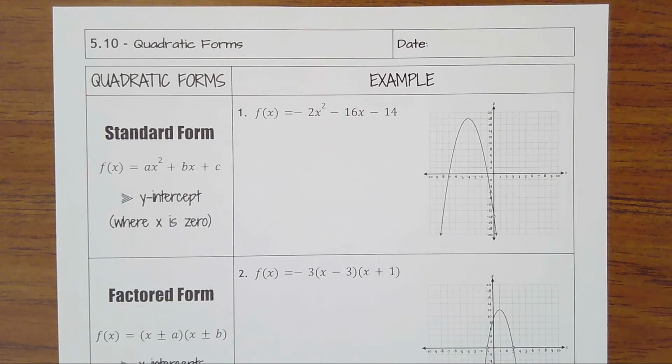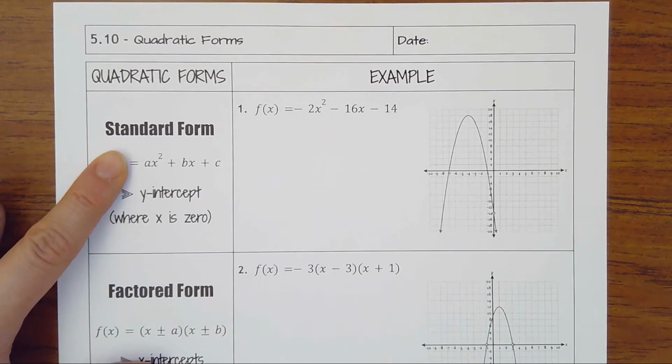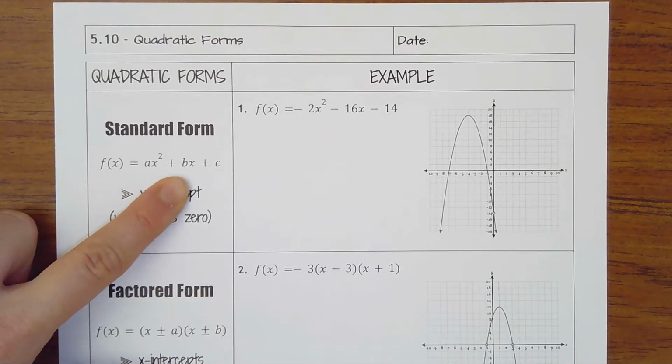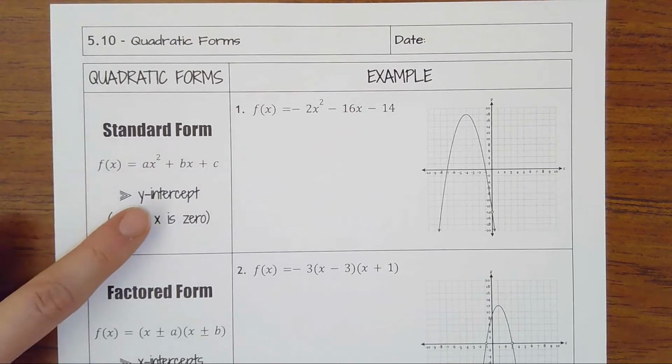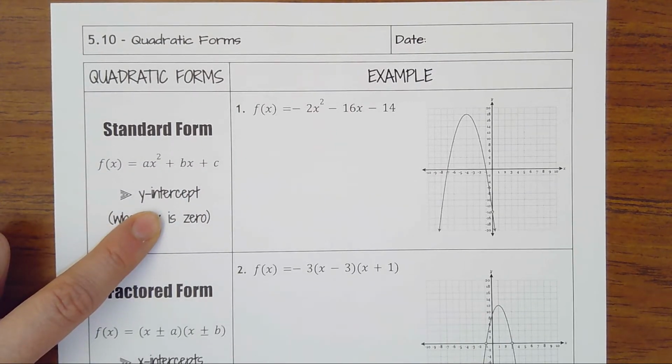Lesson 5.10, Quadratic Forms. This is where we're going to talk about the three different ways that a quadratic equation could look. There's the first one, standard form, which we're the most comfortable with. That's our ax squared plus bx plus c. I think standards are like your ABCs. This form can easily tell us what the y-intercept is.